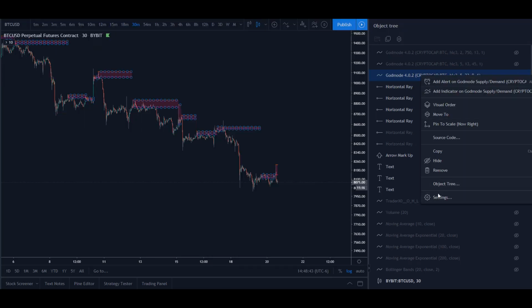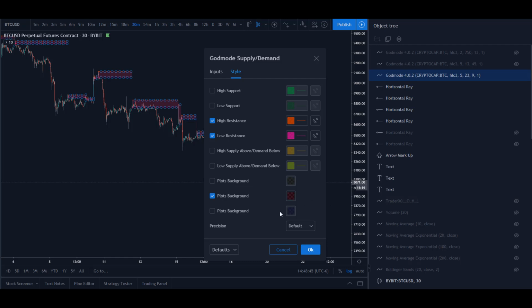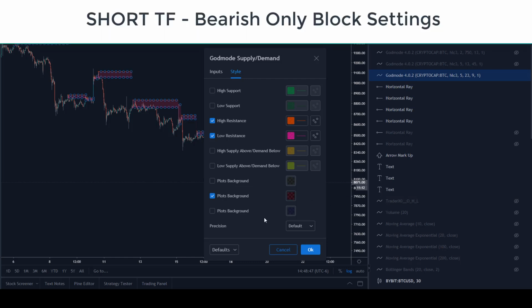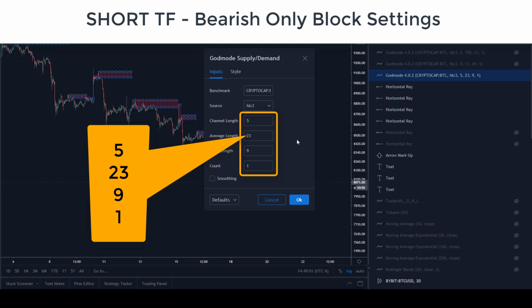Here's your bearish ones. The only things checked on this one would be high resistance, low resistance, and plots background. There are multiple plots backgrounds, so just look at this and select the right one. Inputs: channel length is 5, then 23, 9, and 1.